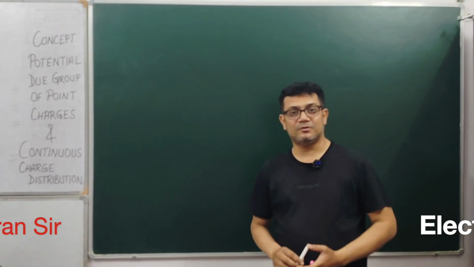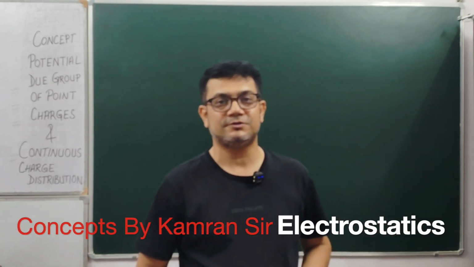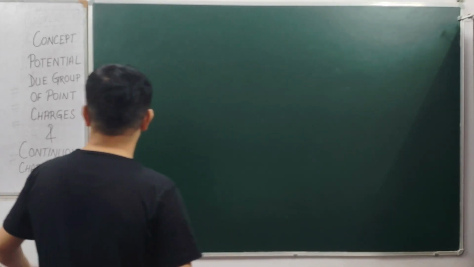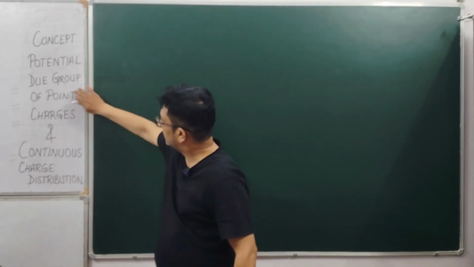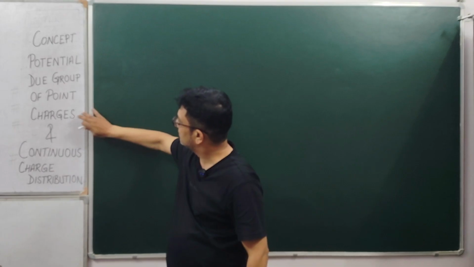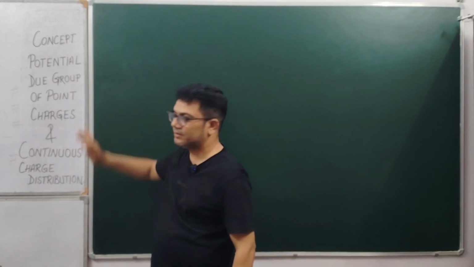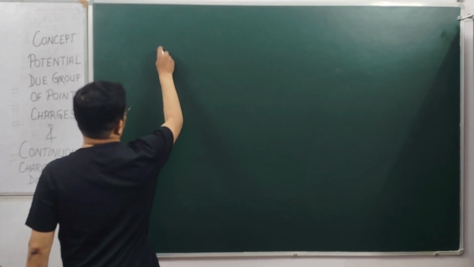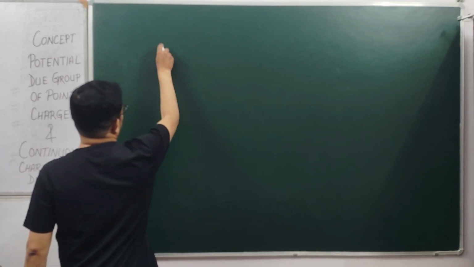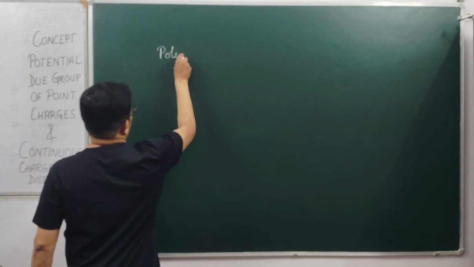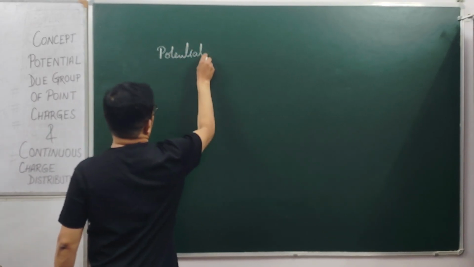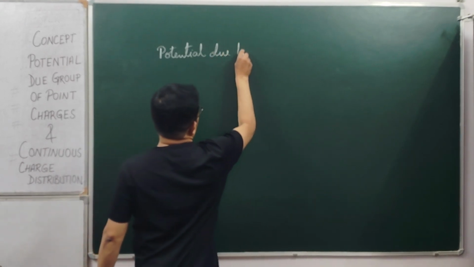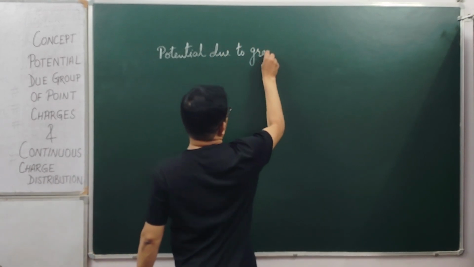Last video, if you remember, we talked about electric potential due to a dipole. Today we are going to take a situation when you have a group of charges. So when you have a group of point charges, what's going to be the net electric potential?